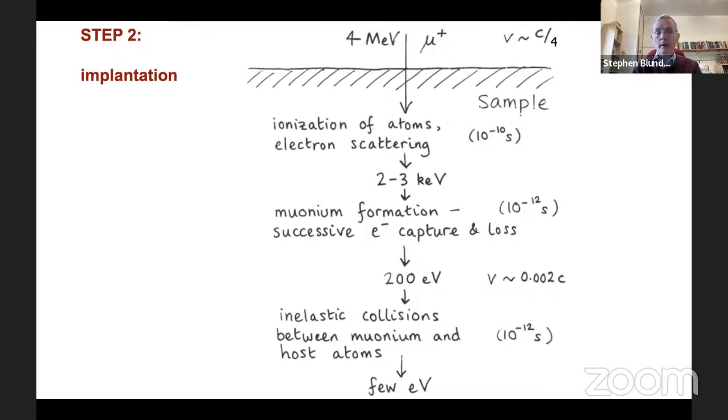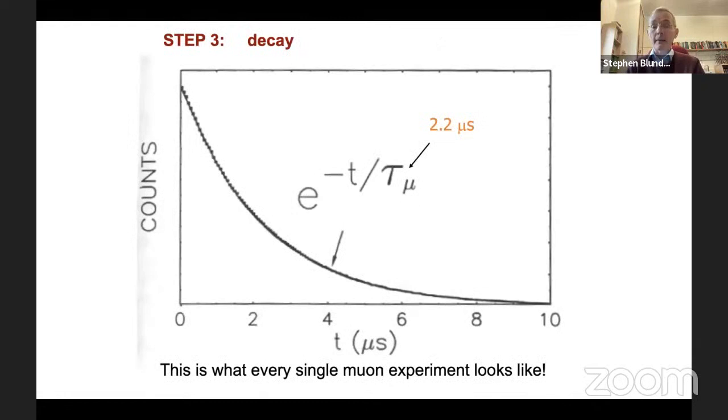Okay, so now we have our muons stationary and located somewhere inside the unit cell. What will happen next? Well, the next thing that will happen is that they will decay. So if you measure the number of counts after implantation, you will just see radioactive decay according to the muon lifetime. And every single muon experiment would look like this. You would just see this exponential decay. So this is not very exciting because every sample will do this. So we need to think about how we can get some information out of these curves.